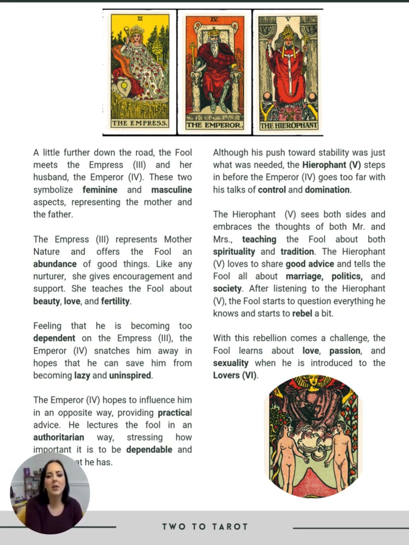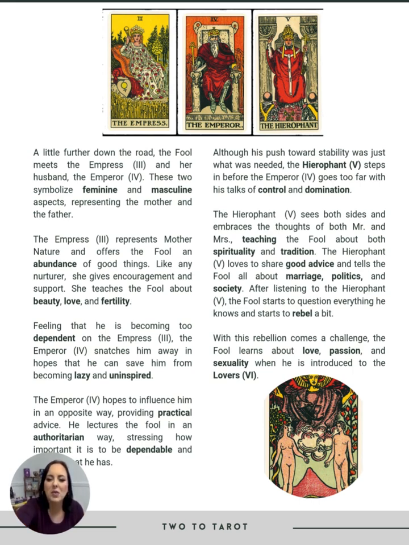Although his push towards stability was just what he needed, the Hierophant steps in before the Emperor goes too far. He doesn't want him to learn about control or domination, another part of the Emperor. The Hierophant, the number 5, sees both sides and he embraces the thoughts of both Mr. and Mrs. Teaching is a very important part of the Hierophant, teaching the Fool about spirituality and tradition. He loved to share good advice, and he tells the Fool all about marriage and politics and society. After listening to the Hierophant, the Fool starts to question everything that he knows. He starts to be a little bit of a rebel.